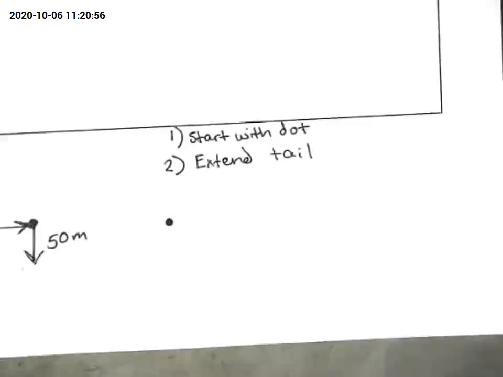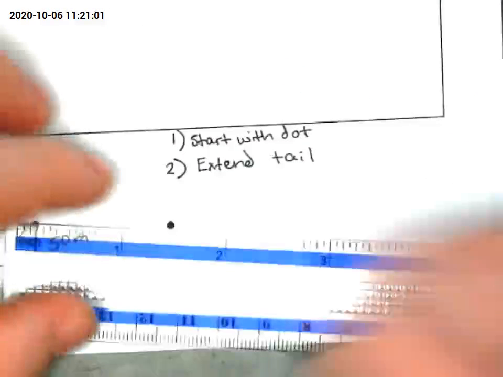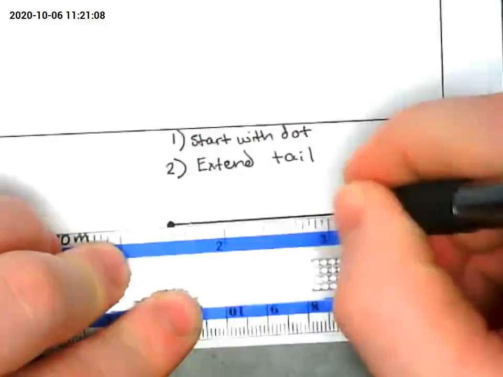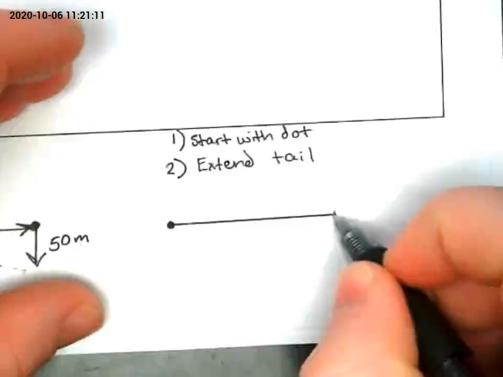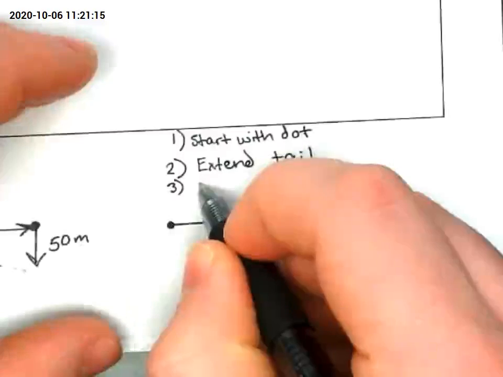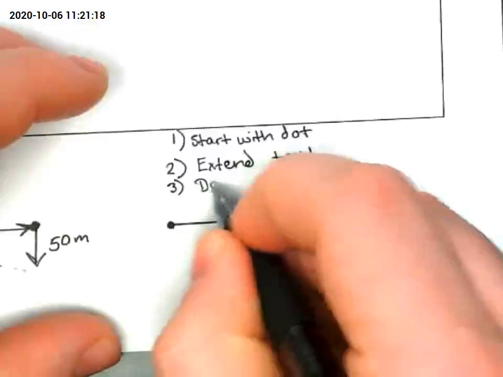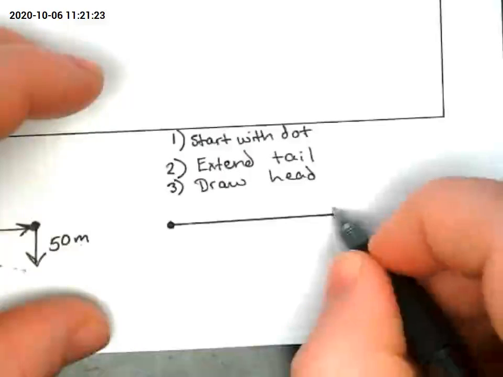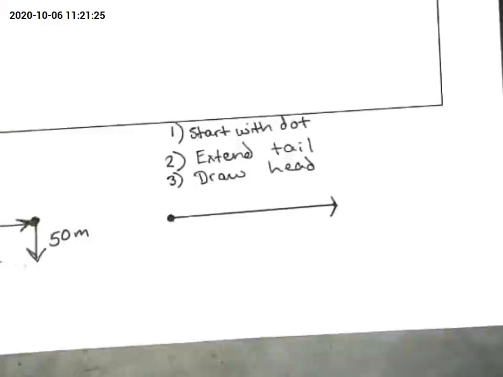When we extend the tail, you can freehand it or you can use a ruler. I like using rulers quite often because having a nice and straight vector just makes everyone's life easier. And then the third thing is you are going to place the head. You're going to draw the head, and it's that simple. For the most part I didn't have to walk this through. You should know this, but here's the fourth thing.